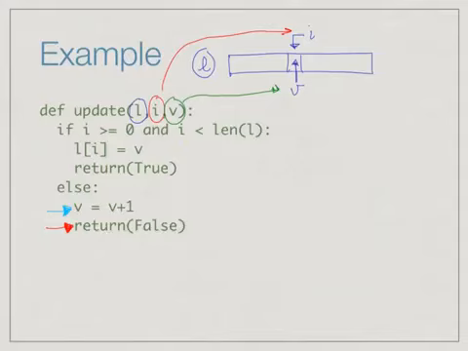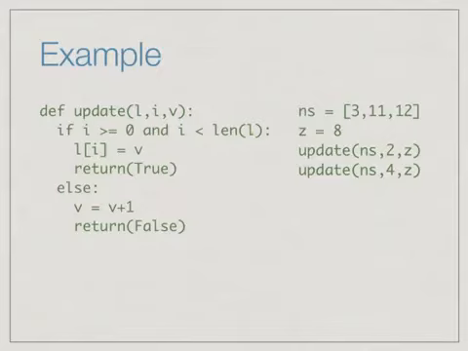So let's assume we call it now. We set up a list of numbers, 3, 11, 12, and then we want to replace this 12, say, by 8. Just for the sake of argument, we first set up a new name z called 8, and we say update the list ns at position 2. Remember the positions are 0, 1, 2. So update the list at position 2 by the value of z. And then we say update the same list at position 4 by the value of z.